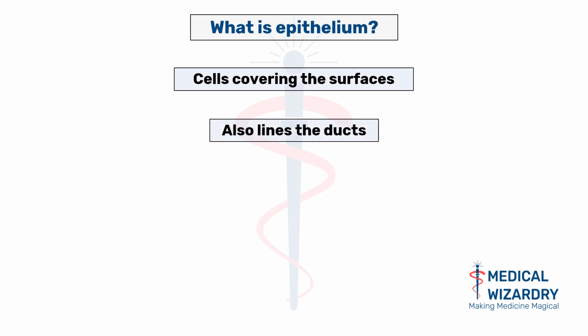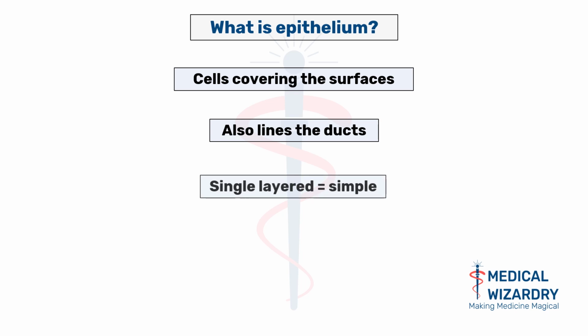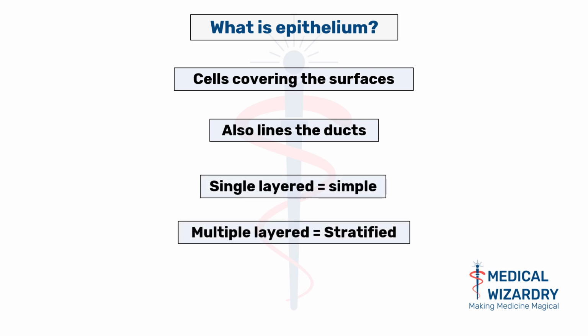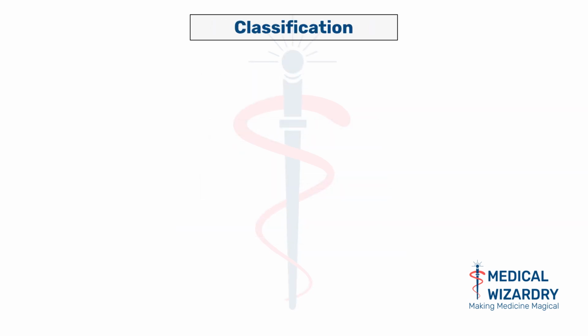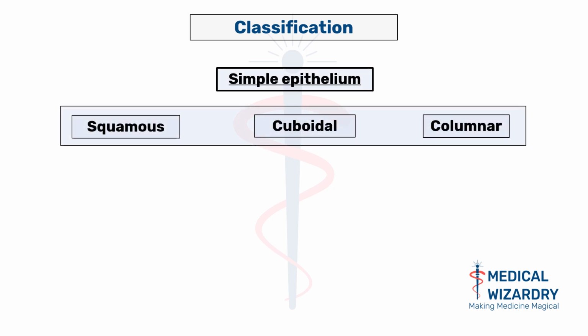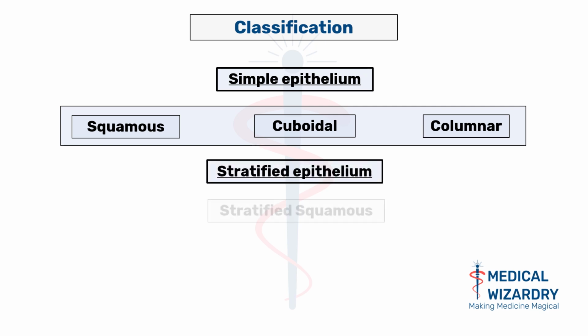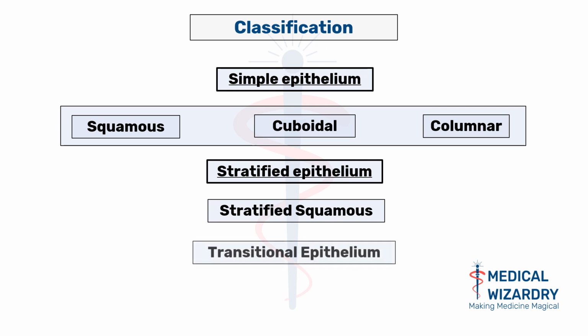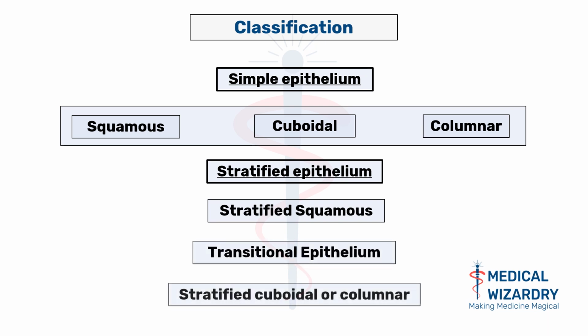If the arrangement of the cells is single-layered, it is called the simple epithelium. And if they are arranged in multiple layers, they are said to be stratified epithelium. The epithelium is classified based on the nature of the cells making it, and the nature of their arrangement. Simple epithelium is classified into simple squamous, simple cuboidal, and simple columnar. The multilayered, stratified epithelium is classified as stratified squamous, transitional epithelium, stratified cuboidal, or columnar epithelium.